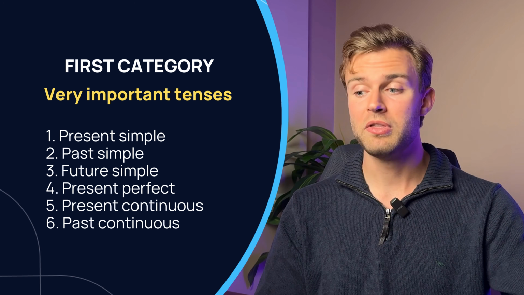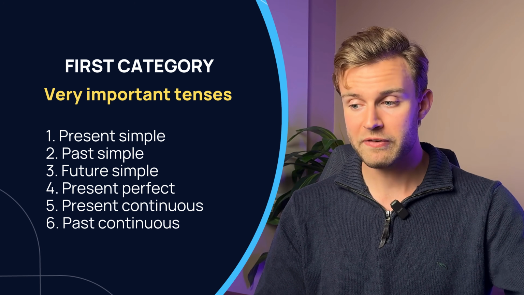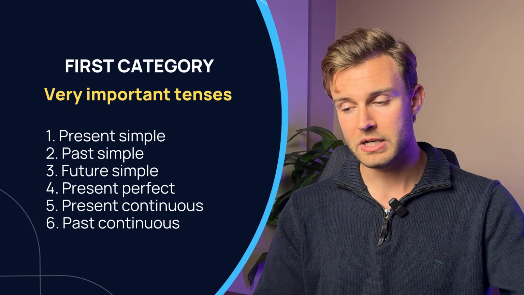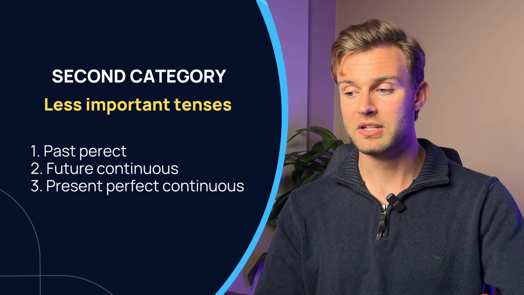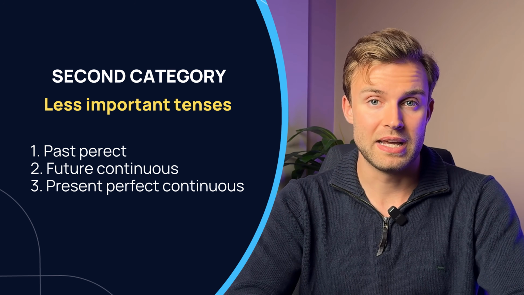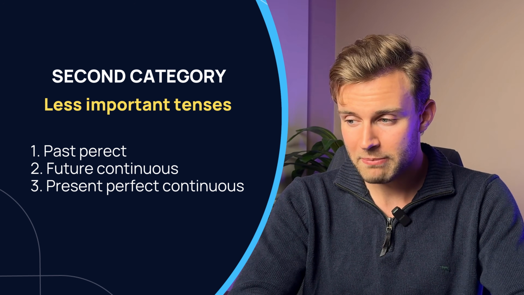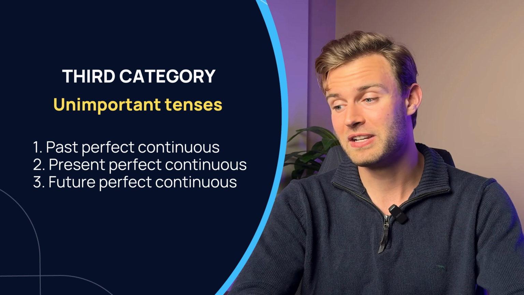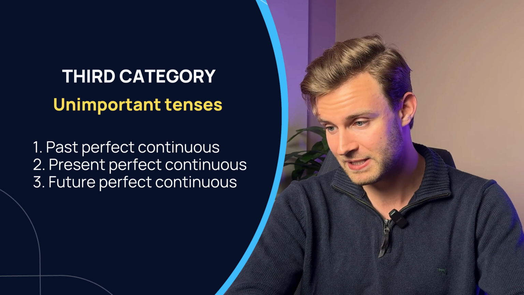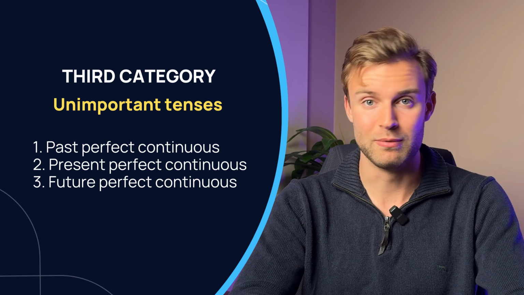Now, in the first category, I talk about the present simple, the past simple, the future simple, the present perfect, the present continuous, and the past continuous. So those are tenses we use every day. In the second category, we have the past perfect, the future continuous, the present perfect continuous, and these are tenses that we still use, but they're not as common. And lastly, in the third category, we have the past perfect continuous, present perfect continuous, and future perfect continuous. These aren't tenses we use on a regular basis.